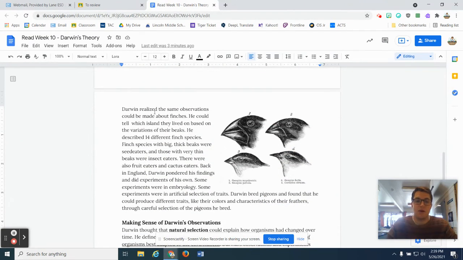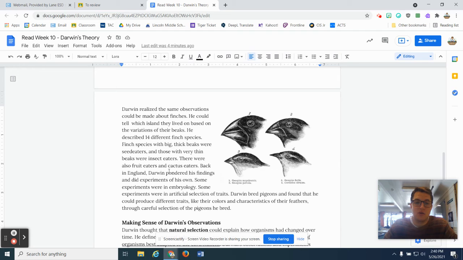Darwin realized the same observations could be made about finches. He could tell which islands they lived on based on the varieties of their beaks. He described 14 different finch species. Finch species with big, thick beaks were seed eaters. Those with very thin beaks were insect eaters. They were also fruit eaters and cactus eaters.